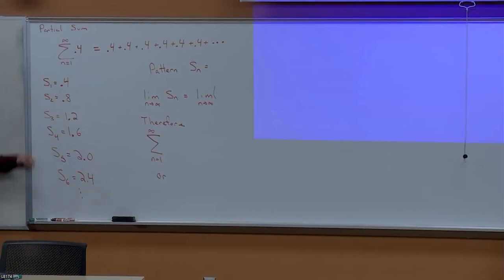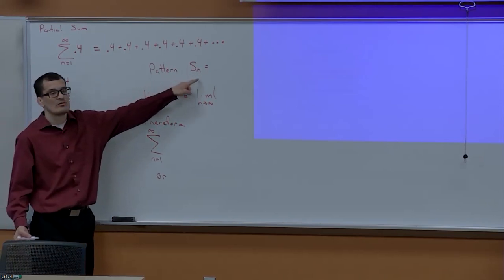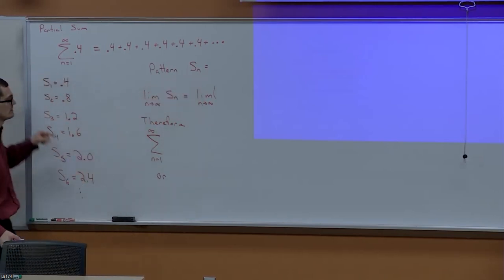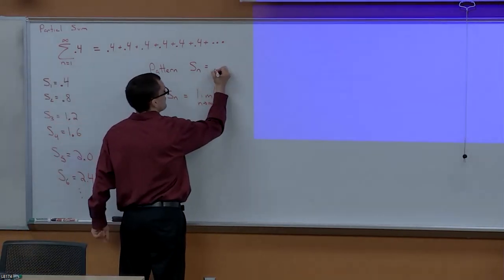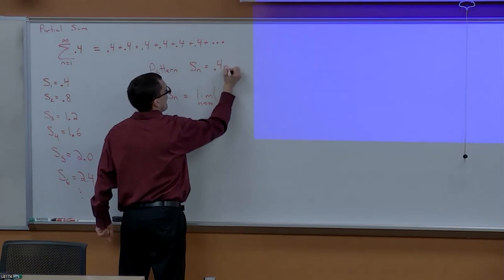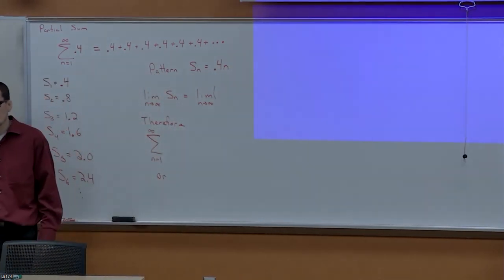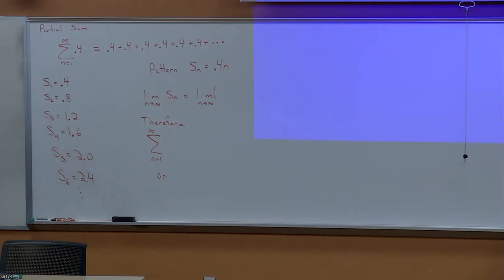What's the pattern here? Adding 0.4. Yeah, so my Sn would be what closed function? 0.4 times n, or n times 0.4. So that's the closed function. The recursive function is just you take the next thing and you add 0.4 to it, right? That's the recursive one. But if we're looking for a closed function pattern, it's 0.4 times n over and over and over.